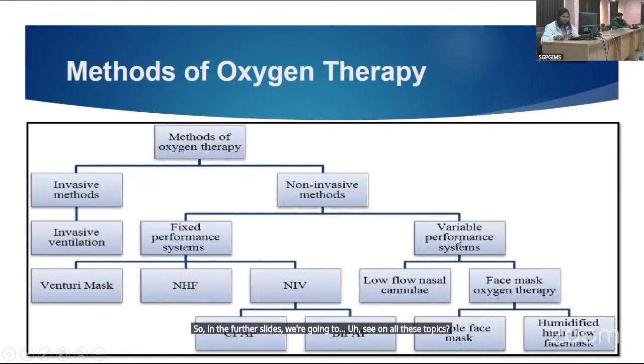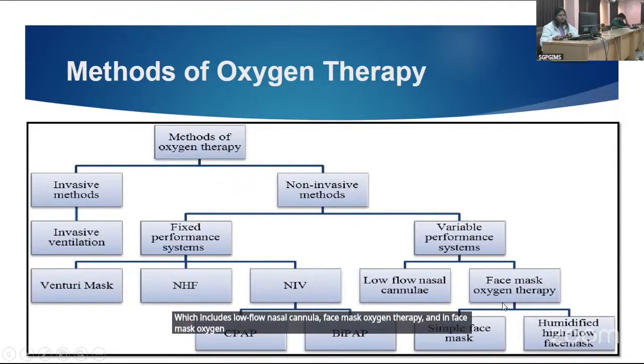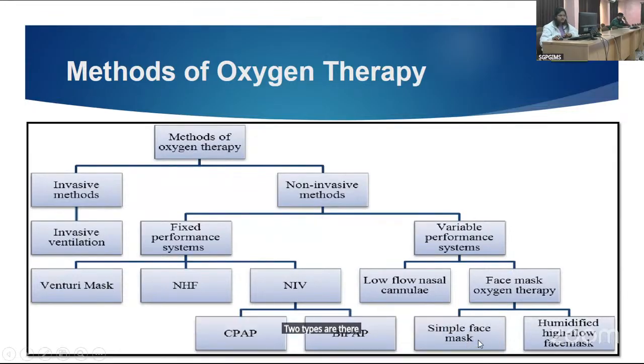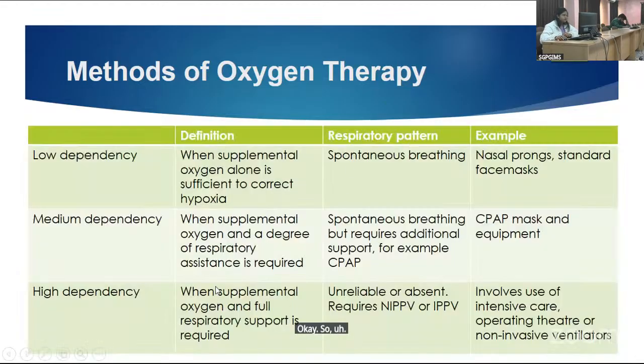So in the further slides, we're going to see all these topics. Now, the variable performance system. Why are we calling it variable? Because we can set different FiO2s for these devices, which include low flow nasal cannula and face mask oxygen therapy. In face mask oxygen therapy also, two types are there: simple face mask and humidified high flow face mask.